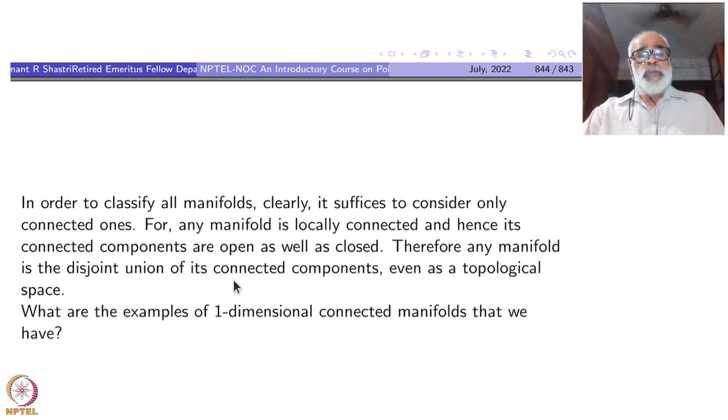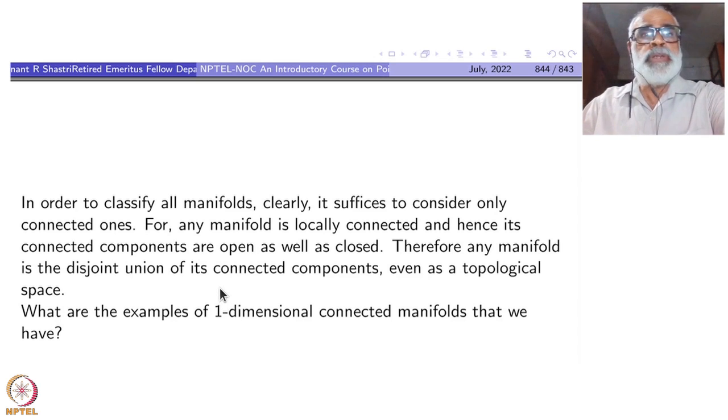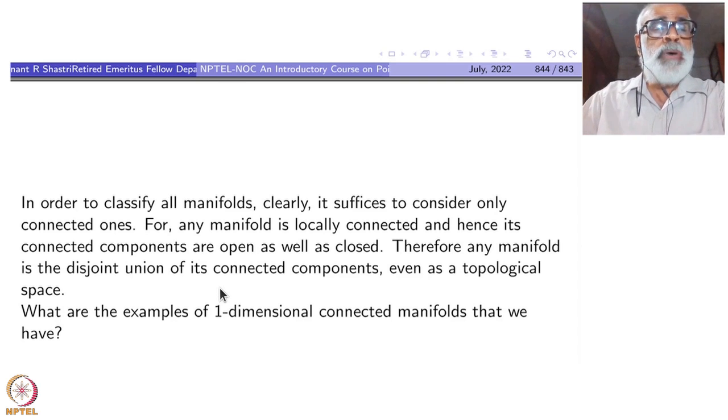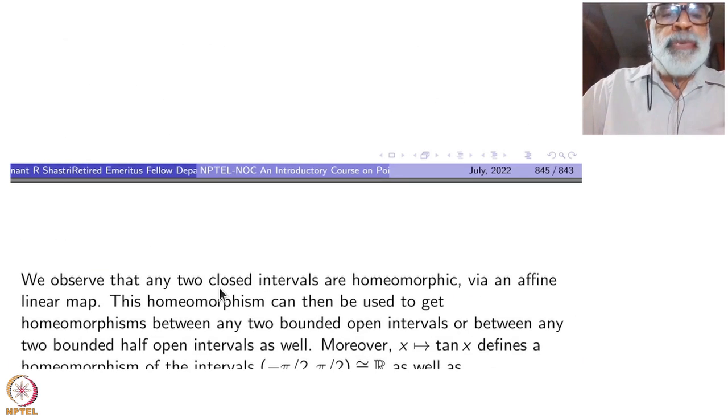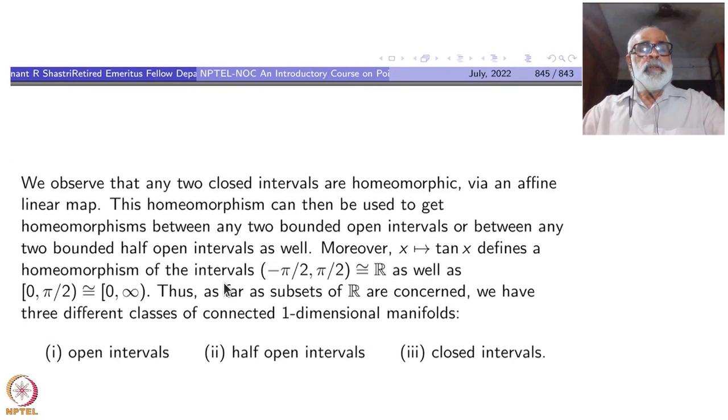Okay, so now we want to classify one dimensional manifolds, right? So what are the examples of connected one dimensional manifolds that you have so far? Can you think of more of them? So this is the first step you have to do, right? So first of all, we look at inside R itself.